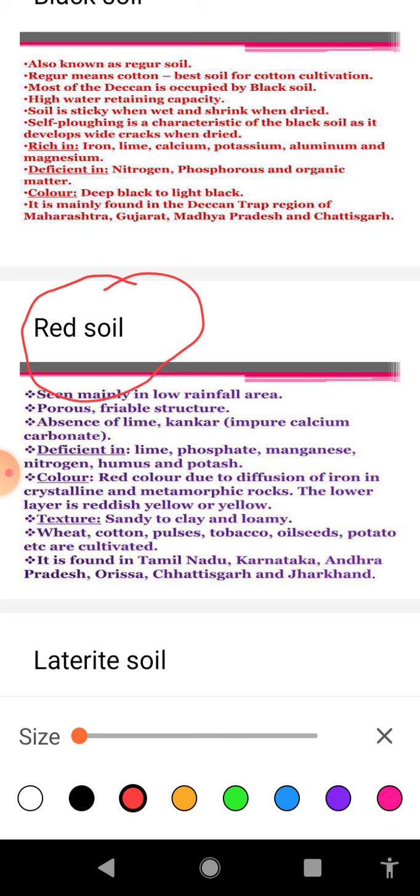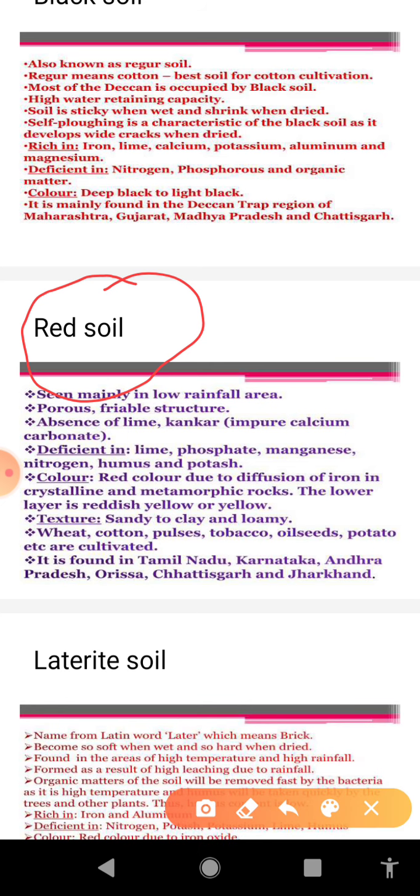region. This variety of soil is rich in iron content but it is deficient in phosphorus, nitrogen, humus, and lime. This variety of soil is coarse-grained, porous, and it is ideal for cultivation of wheat, rice, cotton, pulses, and sugar cane. Then laterite variety of soil.